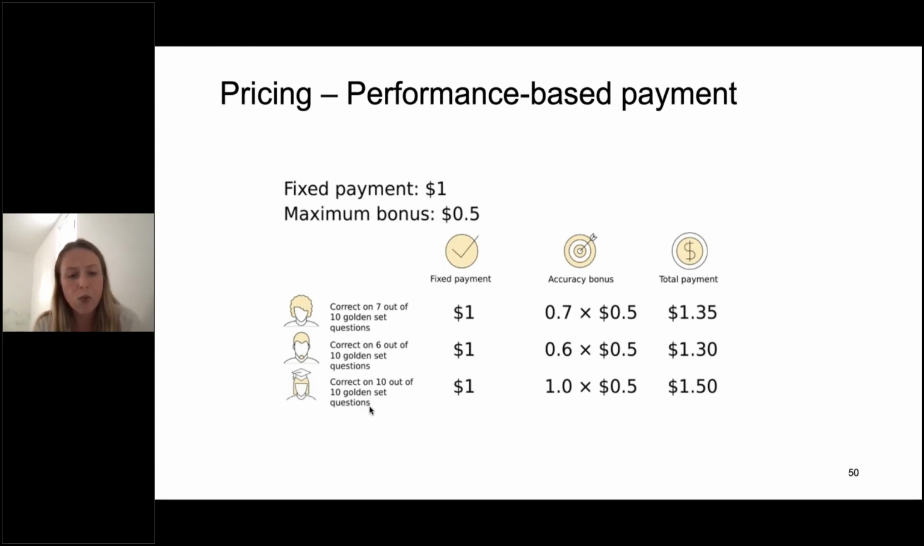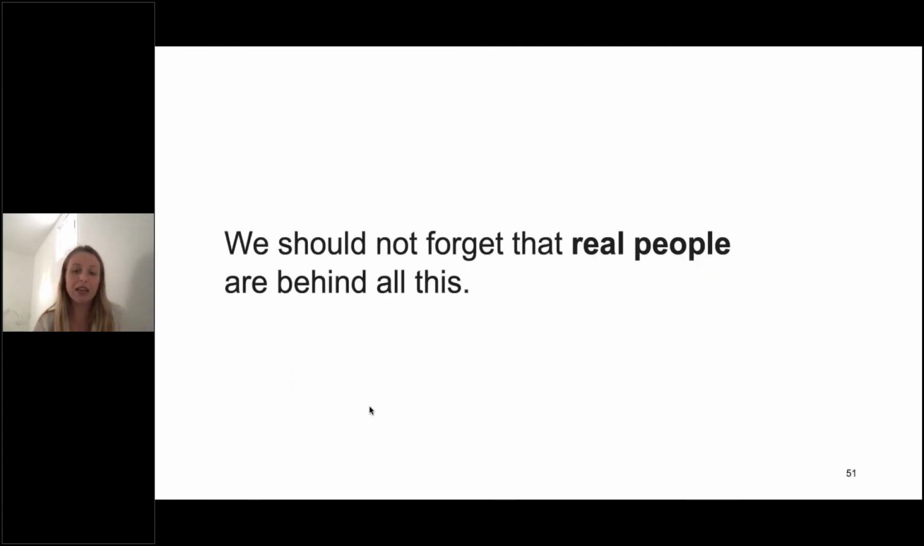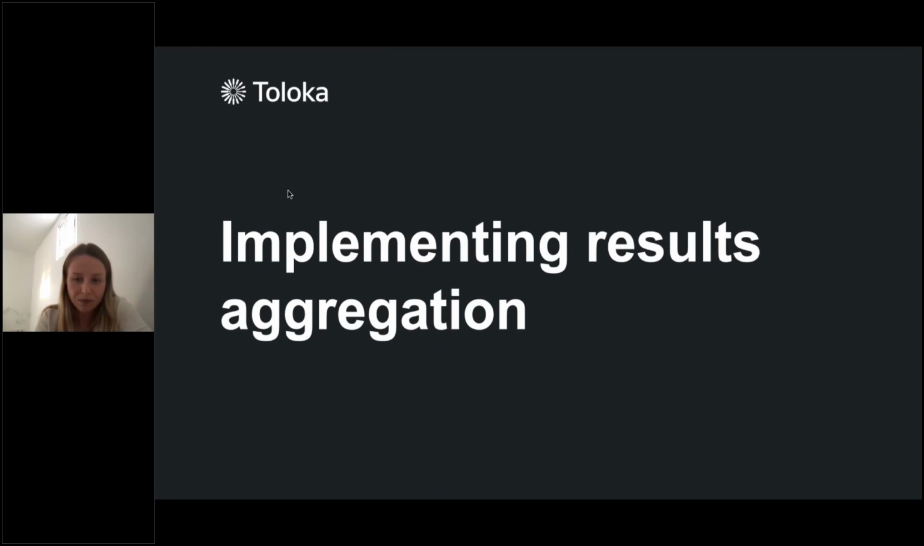In order for this to work, you should actually inform the performers that there is this kind of dynamic pricing, and if they mark your data better, they will be paid more. They should know about it. And another important thing when deciding on the price: we always want to automate the process, but we should not forget that behind those are real people. So this is just to add this important note here.